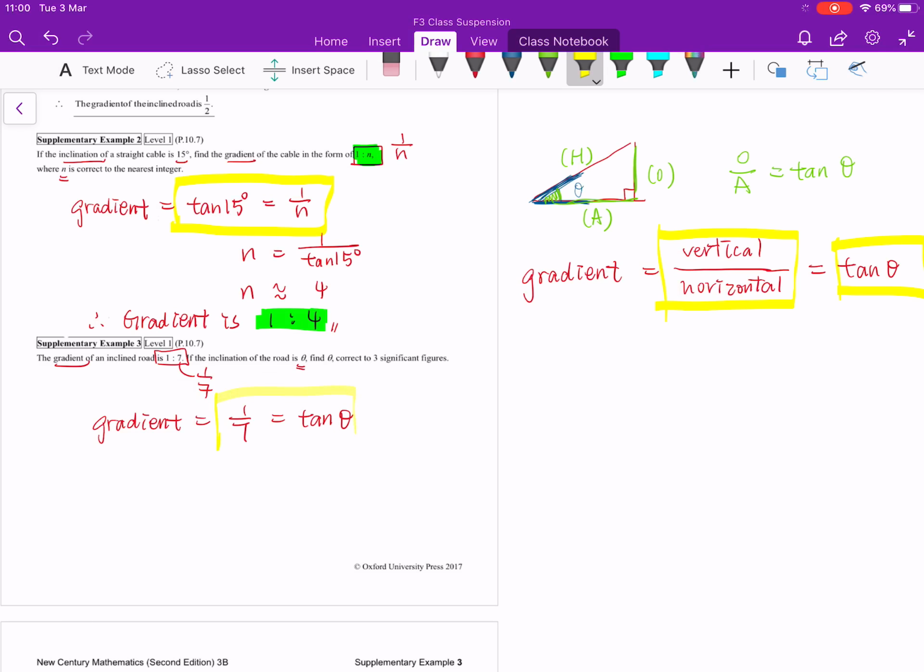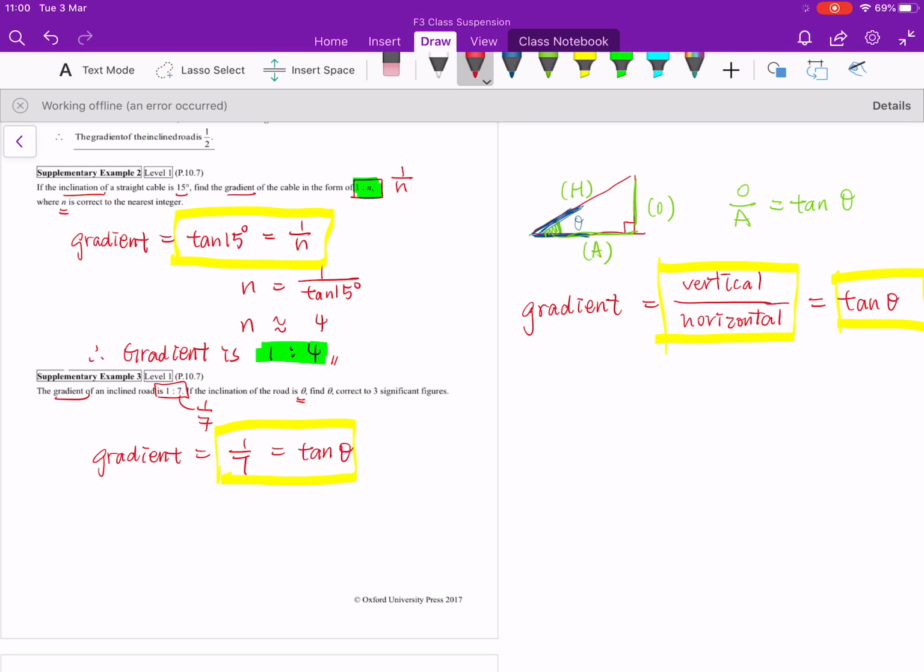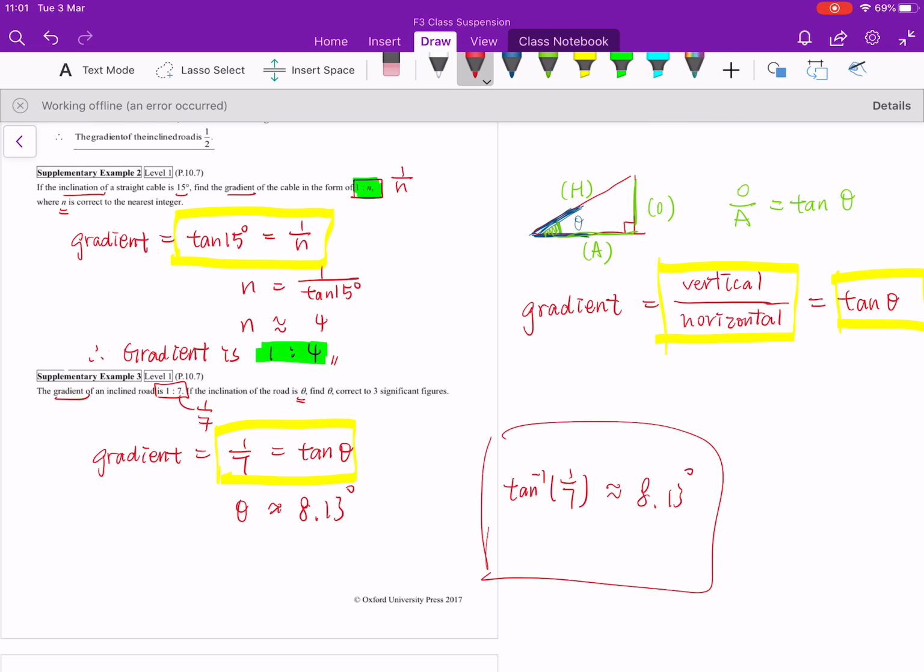So consider this part, solve for the value of theta. By calculator, if you don't remember, you can use shift and then press the tangent button. You will have tangent inverse on your screen, and then enter 1 over 7. It will give you the answer. Let me see, what is the answer? It should be about 8.13 in your calculator with the angle in degrees. So the answer should be 8.13 degrees.